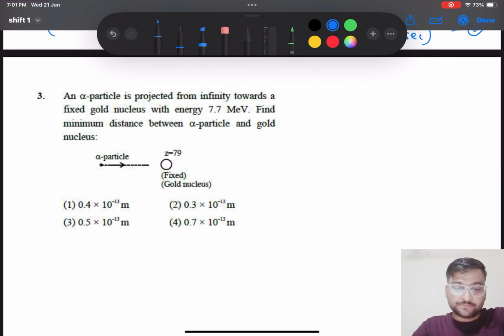Okay. Now, according to question number 3, an alpha particle is projected from infinity towards a fixed gold foil of energy.